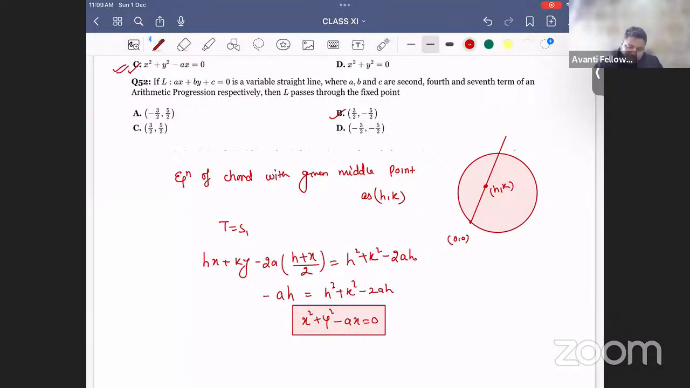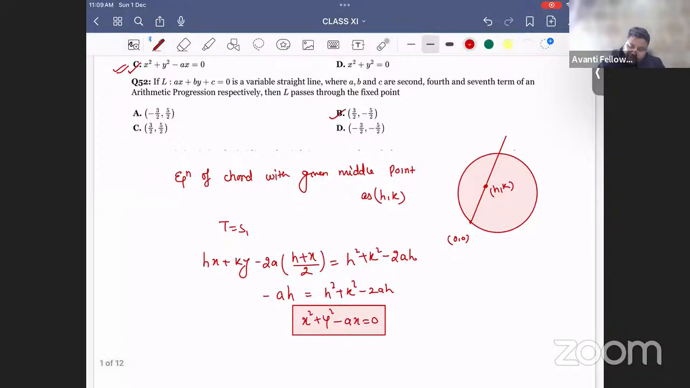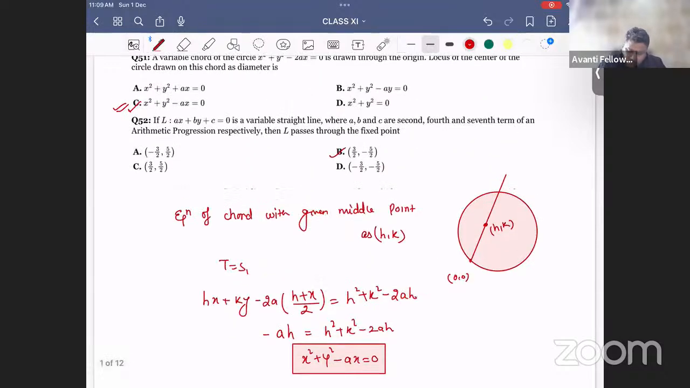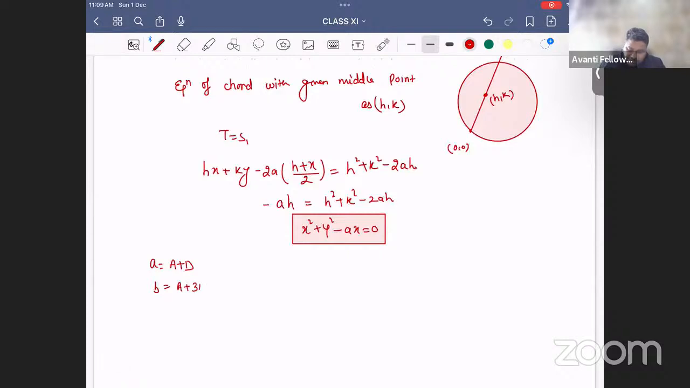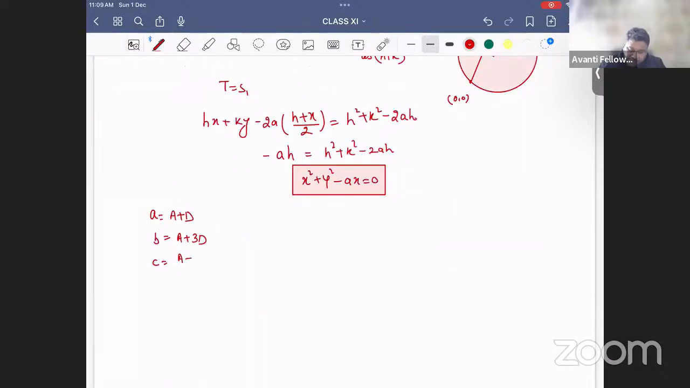Now let's come to second question. If ax plus by plus c equals to 0 is a variable straight line where a, b, c are second, fourth and seventh term of an AP, then L passes through a fixed point. If you remember, whenever you see in any question, this line is passing through a fixed point, that means it is the question of family of lines. Got it? Now, if a, b, c are second, let us assume this a is A plus d. This b is fourth, then it is A plus 3d. And this c, which they are saying is the seventh term, that is A plus 6d.